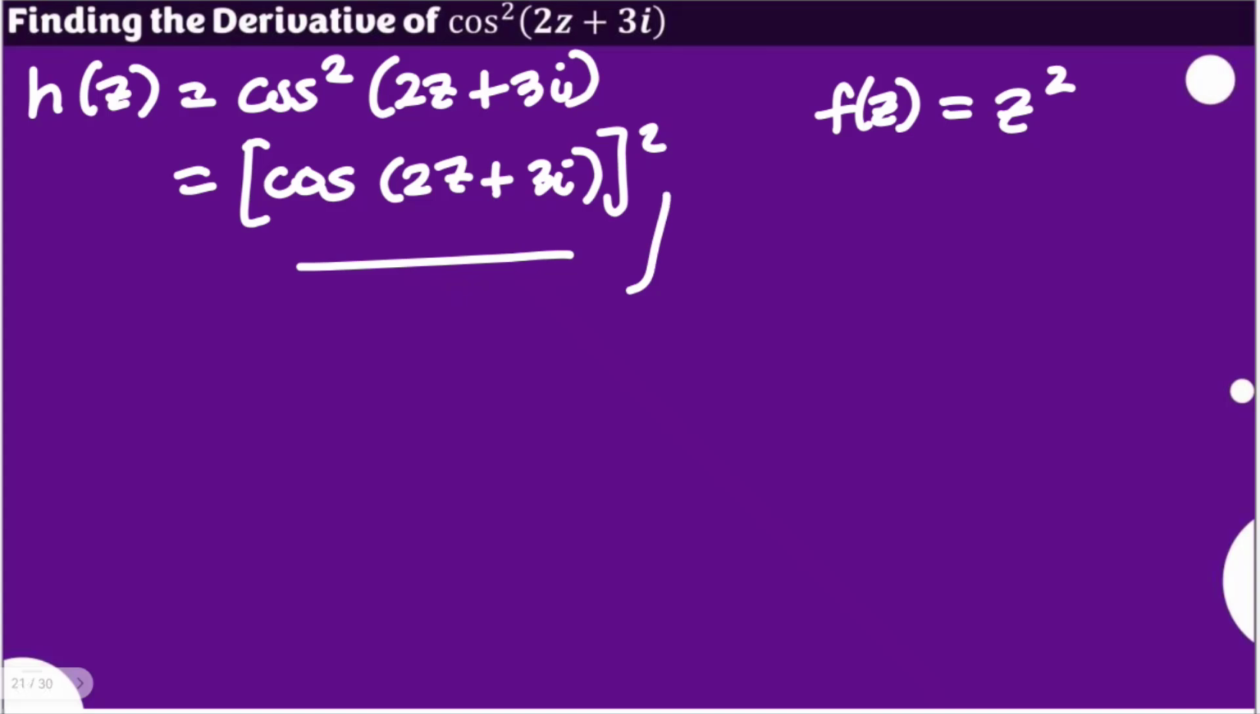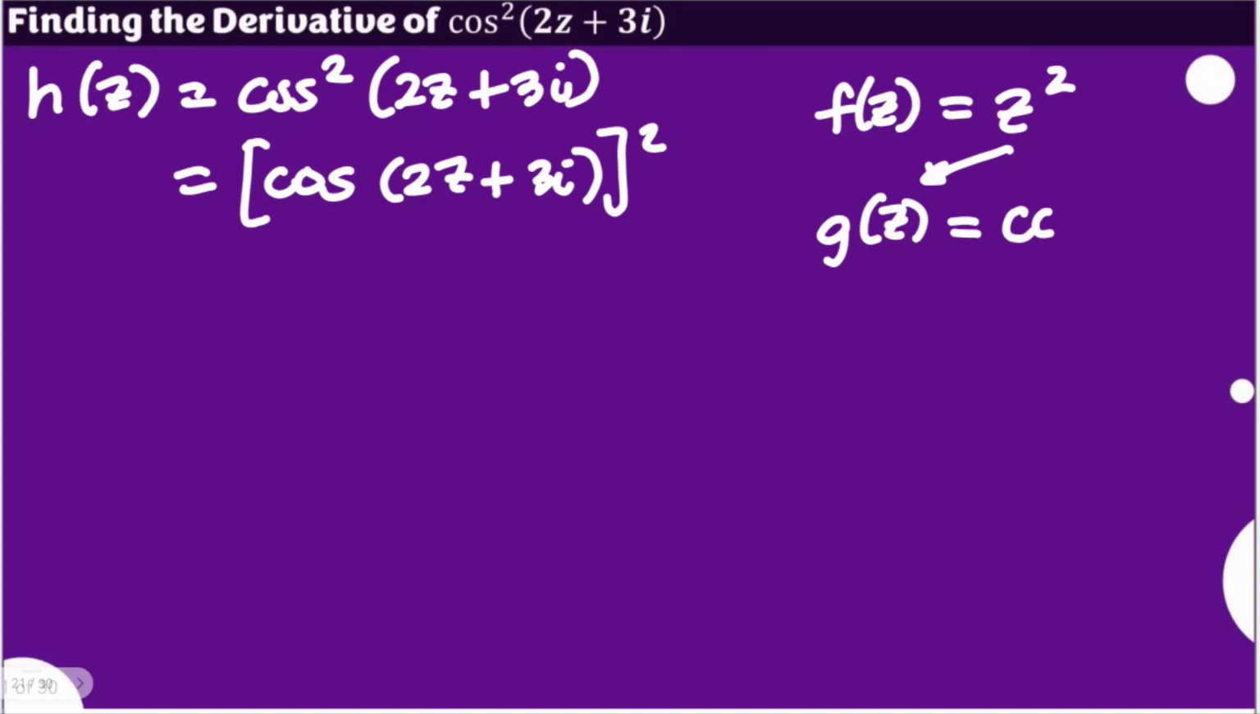But your z here is another function. Let's say it's g of z. This is our z here. This is another function, and our function is actually cosine of z. But this z here for g of z is also another function. So this is now considered, let's say it's k of z, which is equivalent to 2z plus 3i.